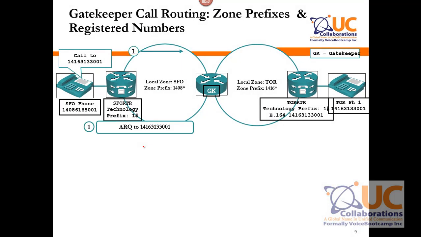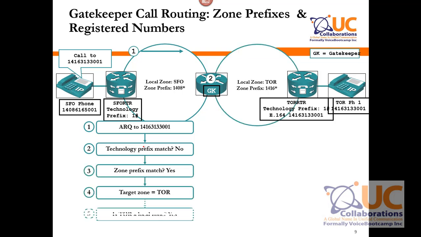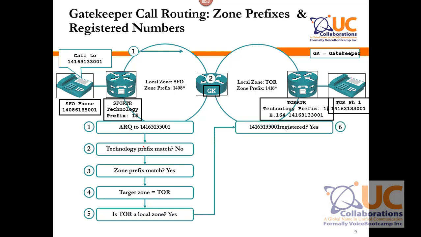Now the last scenario, where the number is actually registered. So a call came in without any tag prefix and no default technology prefix is configured. Tag prefix not found. Zone prefix found, yes. Target zone is Toronto. Toronto is local. Number is registered, yes. And therefore the call goes to that site right away.